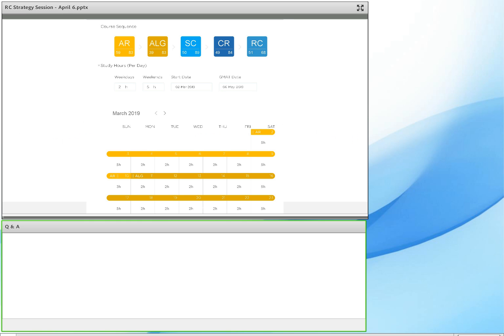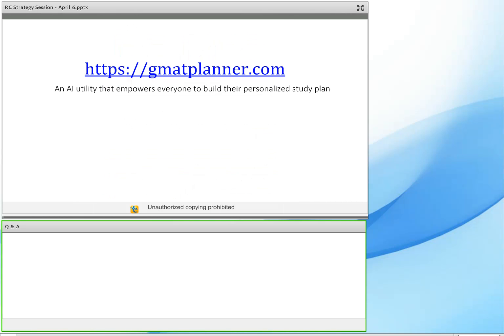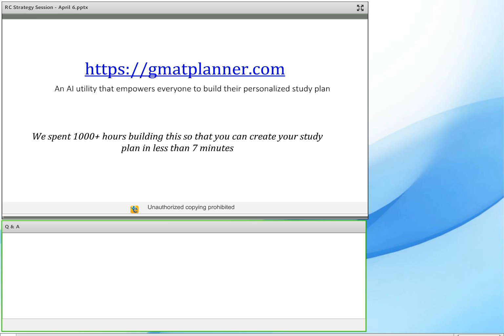The next thing that this utility does is give you a day-by-day study plan. It takes into account how much time you can study on a weekday and how much time you can study on a weekend, and it'll give you a target GMAT date. If you want to take a break, you can put that information in as well. Now, why did we spend 1,000 hours building this thing? Because most people don't do that, so that each one of you can create a personalized study plan in 7 minutes or fewer.